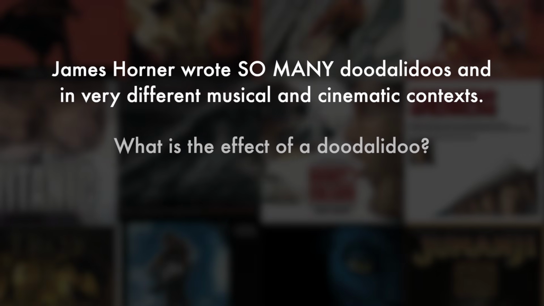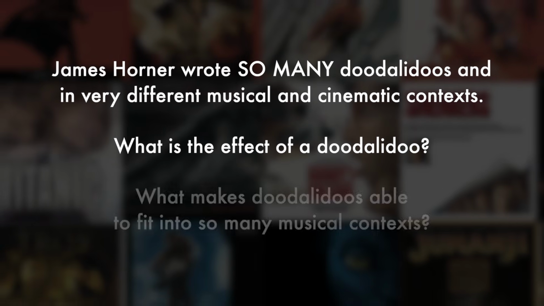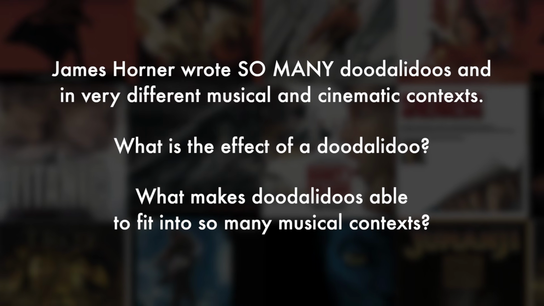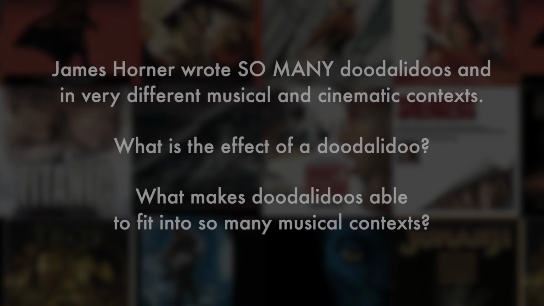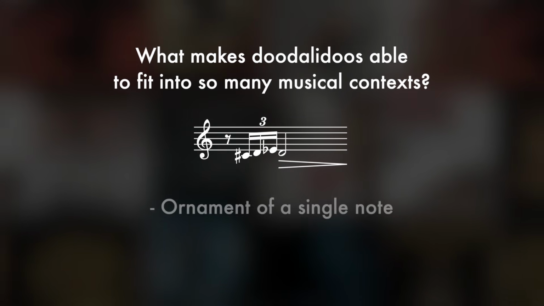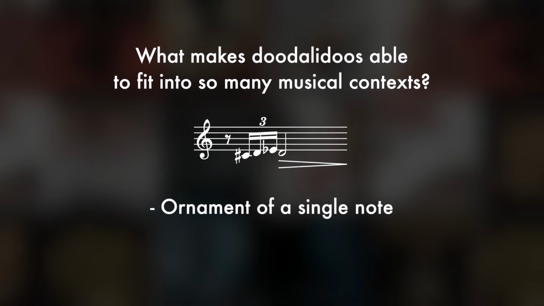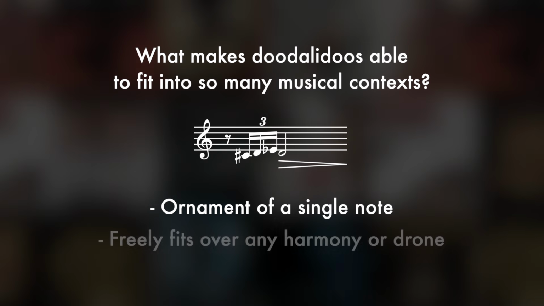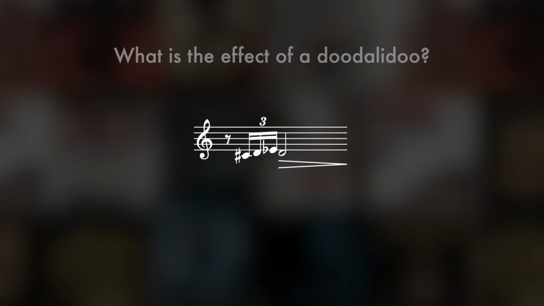So what does a doodly-doo do? And why could it so easily fit many musical contexts? Let's start with the second question. The reason this is so versatile stems from the fact that it is essentially an ornament of a single note by quickly grabbing the neighboring tones. This means it can fit over any harmonies or ambient drones. You don't need a particular progression or a type of chord to use it. So then the important question is, what does the doodly-doo do?